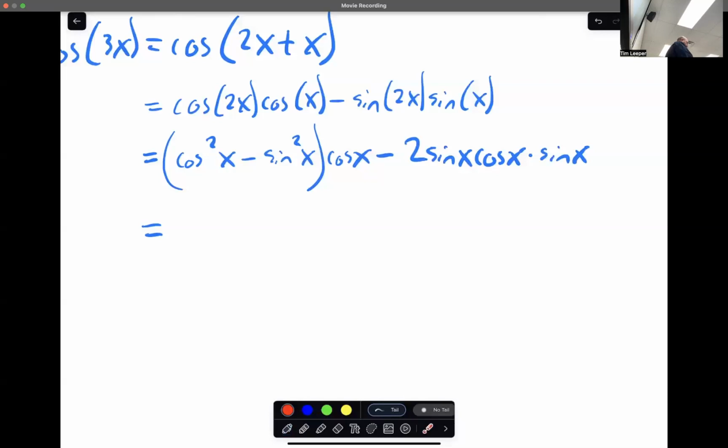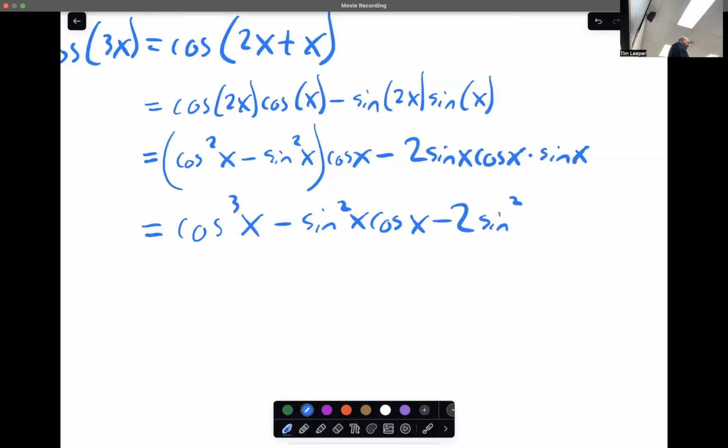Outstanding. Now, be sure to distribute the cosine to both of those terms and make sure you multiply these sines together. So this is going to give me cosine cubed of x minus sine squared of x cosine of x, and then minus 2 sine squared of x cosine of x. And then notice that sine squared of x cosine of x, they're the same thing, right? So add them together, negative 2 plus negative 1 is negative 3, which gives me cosine cubed of x minus 3 sine squared of x cosine of x.